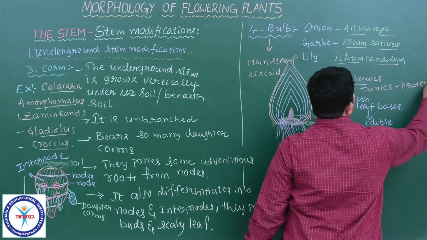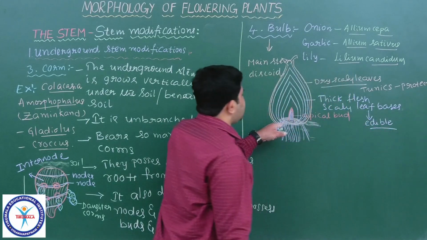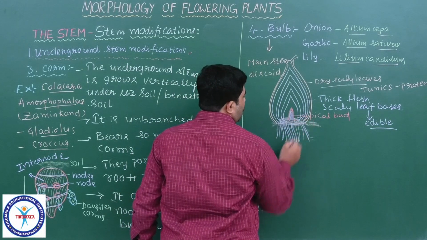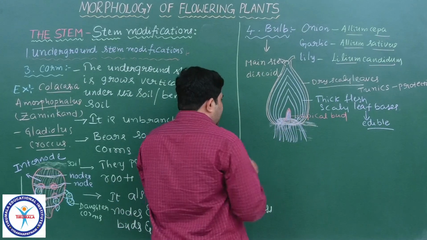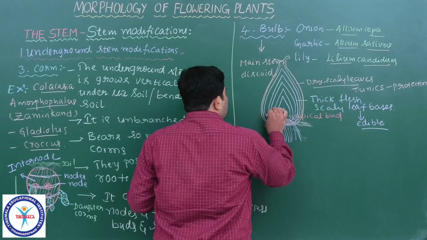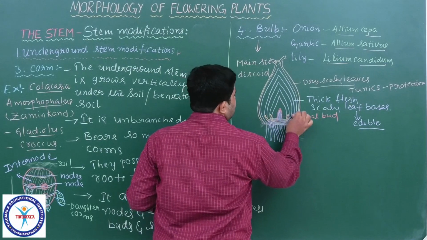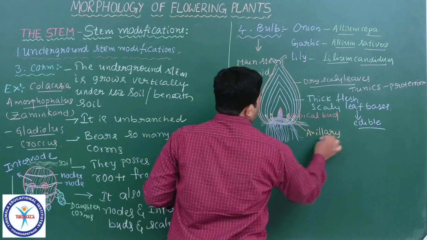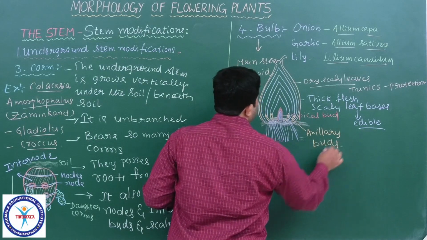So when all these leaf bases attach to the stem portion, axils are formed. In all the axillary regions, we expect some buds to develop. These buds are called axillary buds, which develop in the axillary region.